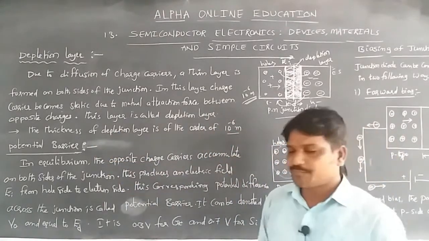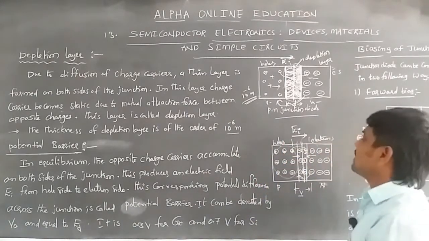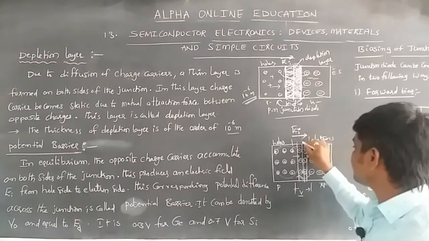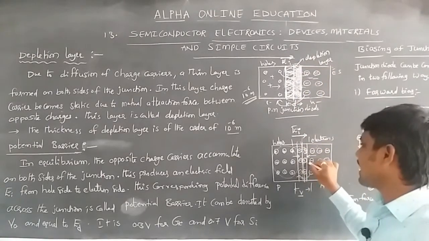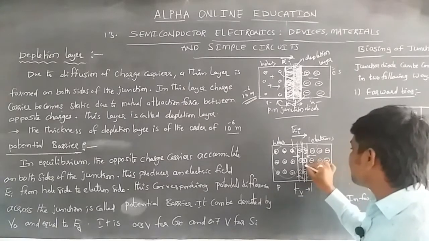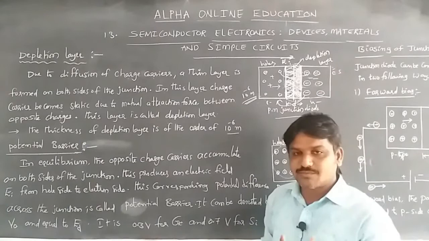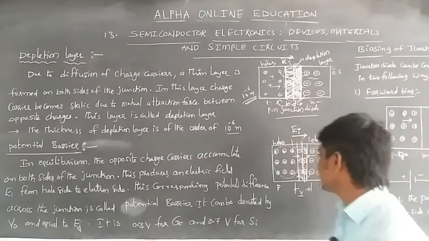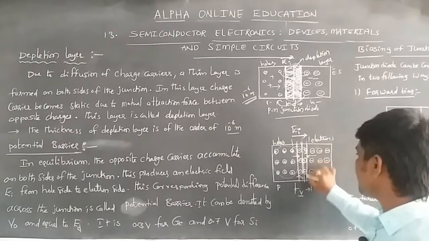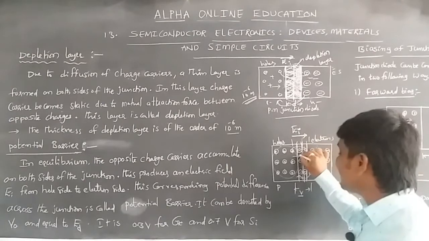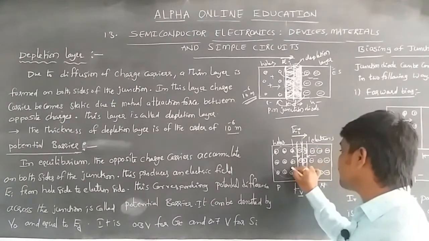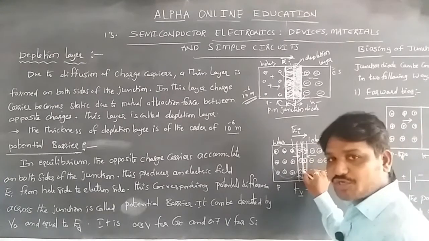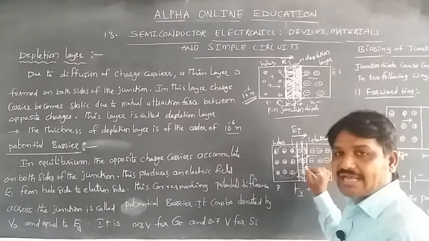In equilibrium, the opposite charge carriers accumulate at the junction, on both sides of the junction. This produces an electric field. This electric field is called the barrier electric field, meaning this is the barrier. Due to the accumulation of the charge carriers on both sides of the junction, an electric field is produced, and that electric field is the barrier electric field.